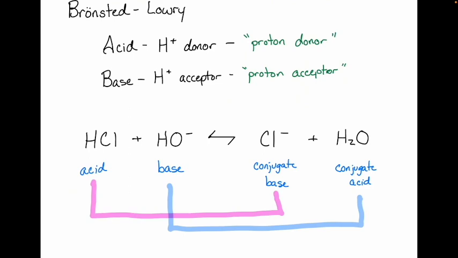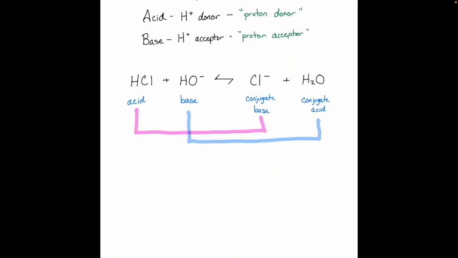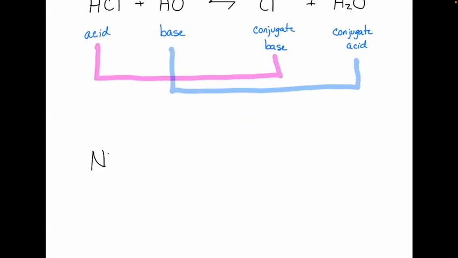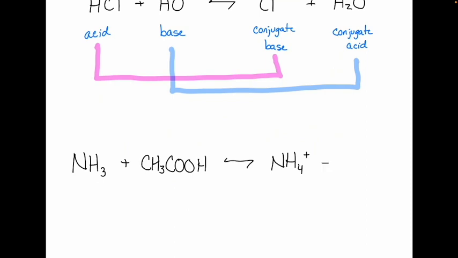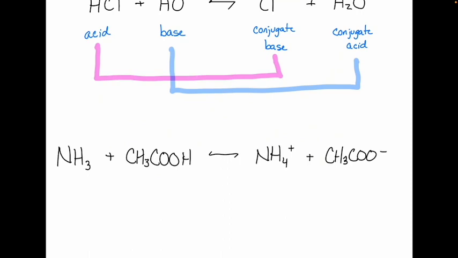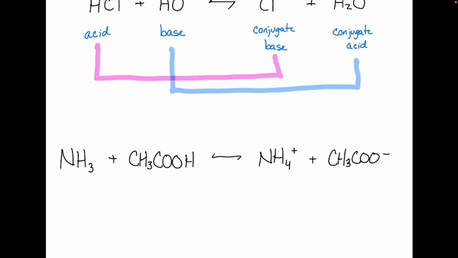Cool. So I'm going to give you another acid-base reaction here, and you're going to label what my acid is, what my base is, what my conjugate acid is, and what my conjugate base is. So ammonia, and this thing here, what's called acetic acid, react to form an ammonium ion and what's called acetate. So you're going to label my acid, my base, my conjugate acid, my conjugate base. What's donating the proton? What's accepting the proton?